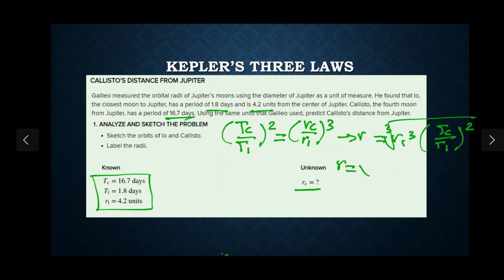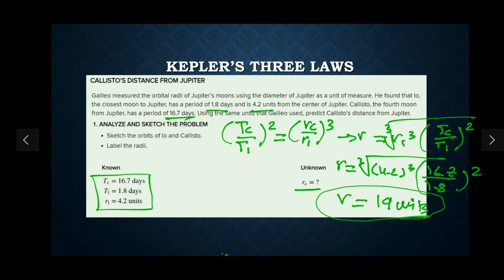R equals the cube root of 4.2 units cubed multiplied by (16.7 over 1.8) squared. We get R equals 19 units. So Callisto has a 19 unit orbital radius, so it takes a longer time. Meanwhile, Io takes 1.8 days to orbit at 4.2 units around Jupiter.